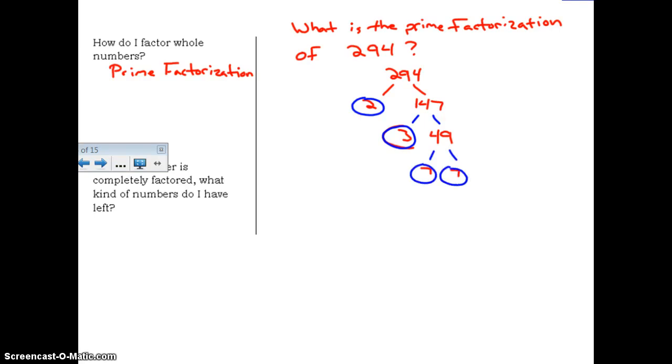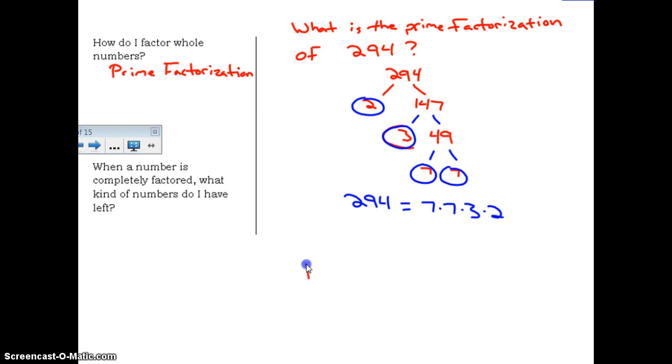So the number 294 factors could be 7 times 7 times 3 times 2. Hopefully that makes sense. If not, raise your hand and we can practice with some other numbers. So to answer our next question, when a number is completely factored, what kind of numbers do I have left? We're left with prime numbers.